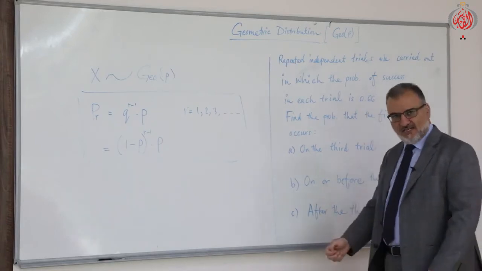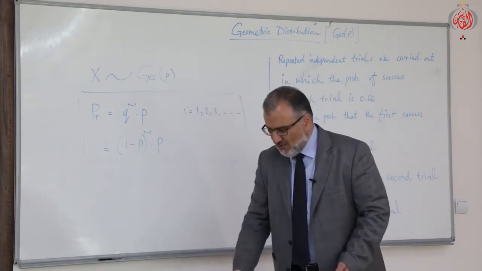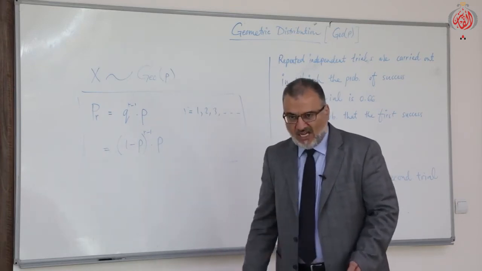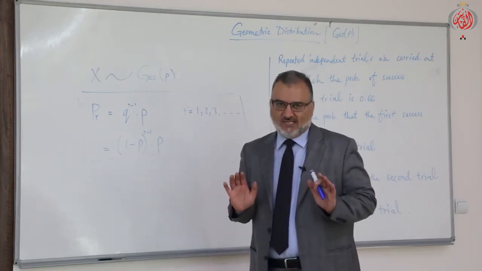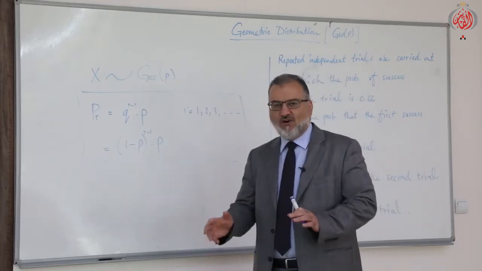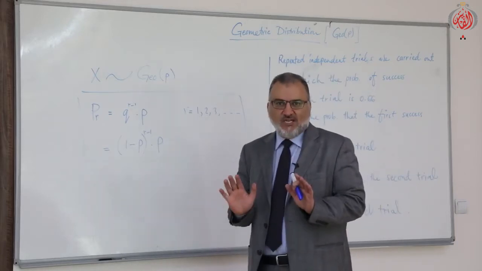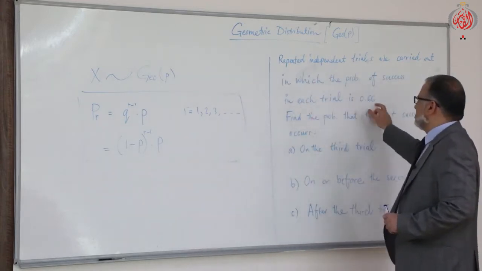As we said, if we are rolling a die every time, always the probability of the appearance of 4 is always 1 over 6. Regardless of whether it took place or not, it will be 1 over 6, the probability in each trial. So the probability of success in each trial is 0.66.